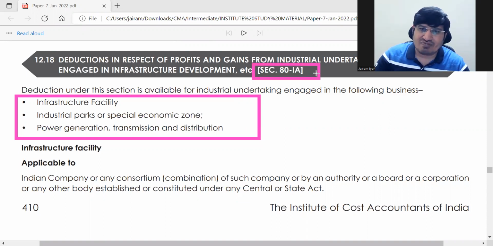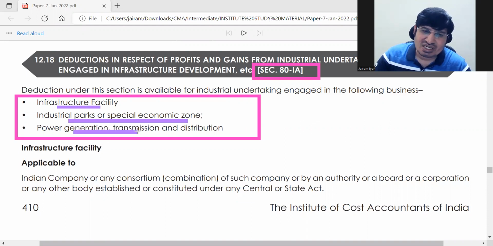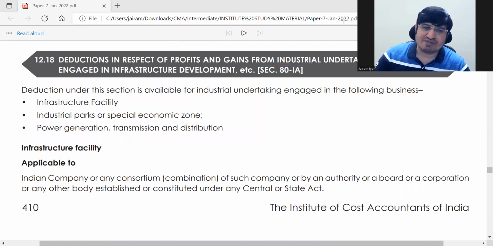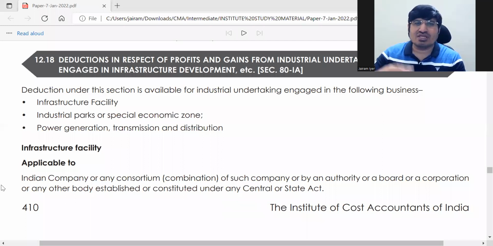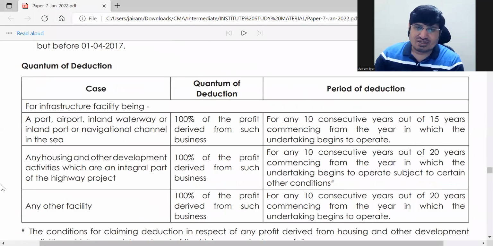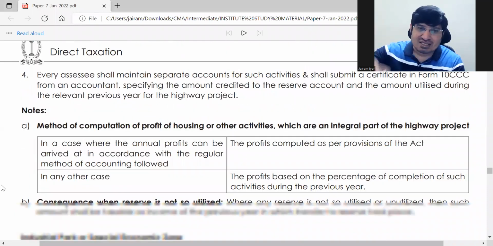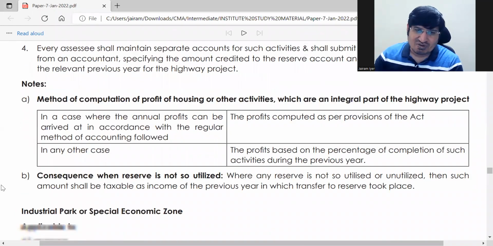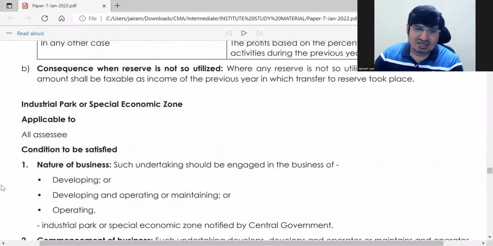Okay. So for these 3 businesses, now we have completed infrastructure facility. Now we are going to second, industrial parks or SEZ. Then last will be power generation, transmission and distribution. Okay, so now we are going to what? Industrial parks or SEZ. Okay, so these two are shorter now. Okay, longer one is over, and all conditions will be like this. So now next ones will be little easier.